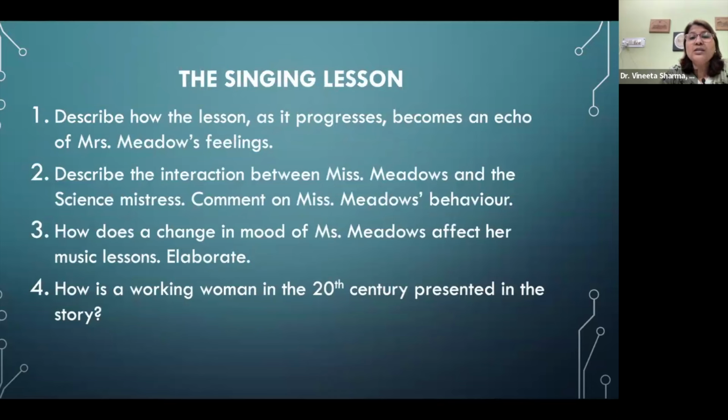Now, the singing lesson. Describe how the lesson as it progresses becomes an echo of Miss Meadows' feelings. Then describe the interaction between Miss Meadows and the science mistress. Comment on Miss Meadows' behavior. How does a change in mood of Miss Meadows affect her music lessons? Elaborate on that. How is a working woman in the 20th century presented in the story?